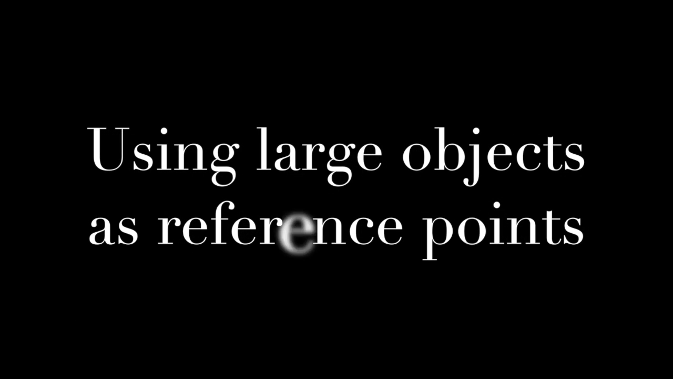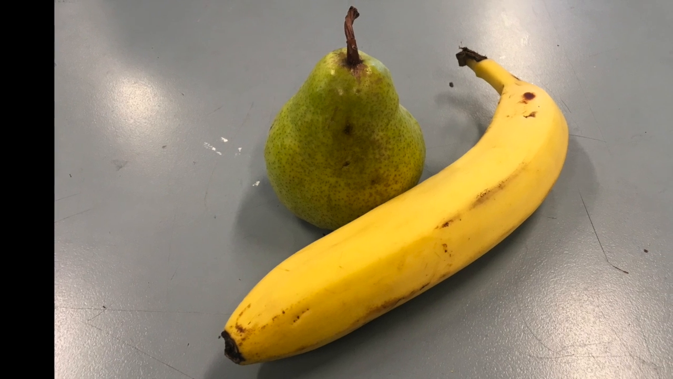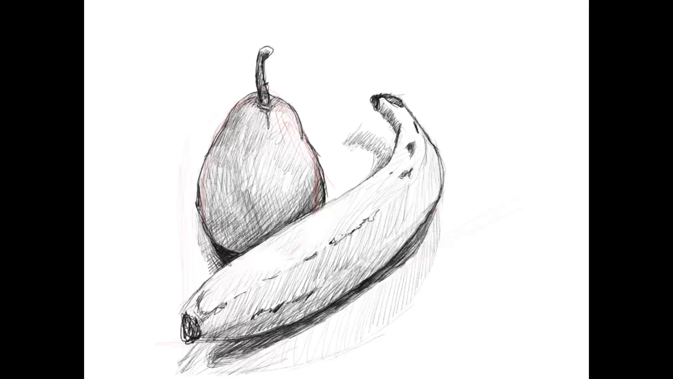Okay, so for this series of drawings, we're going to select two objects, and we're going to use the larger of the objects, or the easiest to draw, to build up a reference point for the rest of the drawing. So for this drawing, I'm going to use the pear.